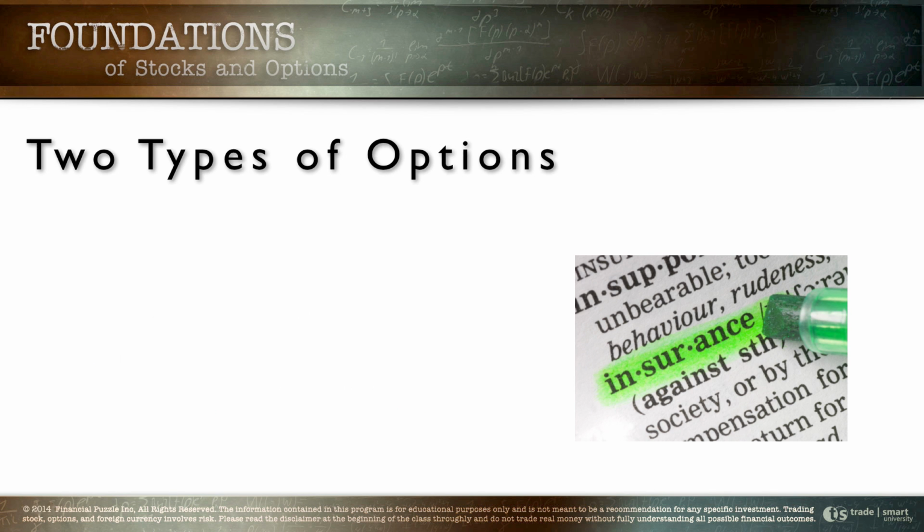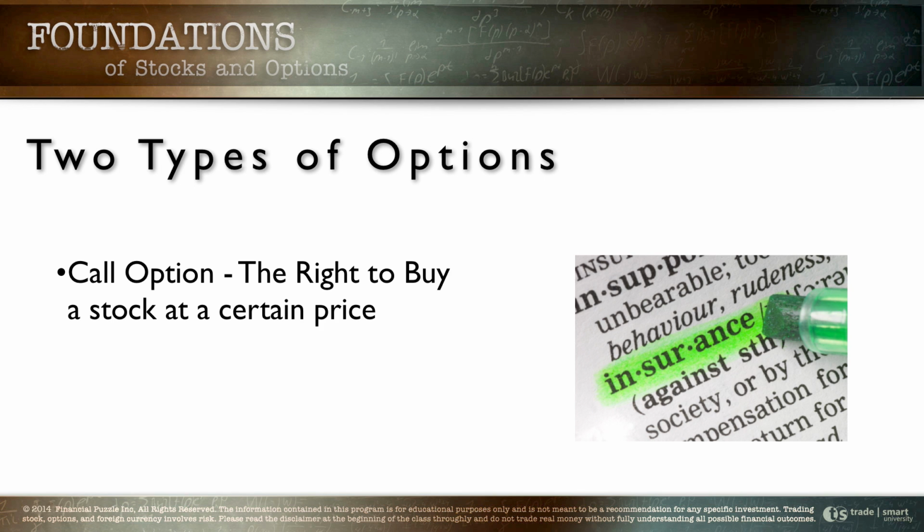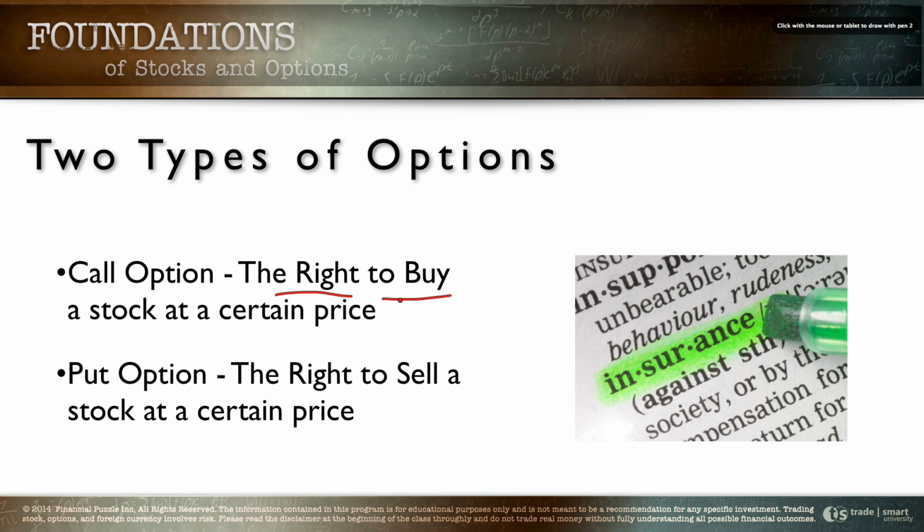Now, there are two types of options that we can trade. We've got the call option. The call option is going to give the buyer the right to buy the stock at a specific price. And then we've also got the put option. The put option is going to give the buyer the right to sell the stock at a specific price. So we've got two types of options, the calls and the puts. And we understand that the basic option definition is the right but not the obligation to buy or sell a specific stock at a specific price on or before a specific date.